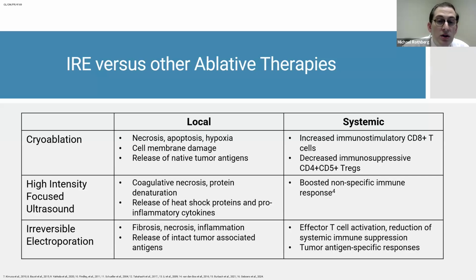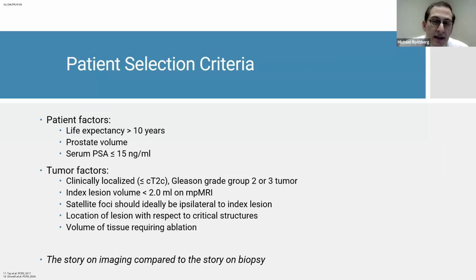There's also, as shown on this slide here, interest in the immunologic consequences. Thermal ablation can denature tumor-associated antigens that are released when cells undergo cell death, whereas IRE may preserve antigen integrity. Early studies suggest activation of effector T cells that play a pro-inflammatory and pro-immune stimulatory role, and reduction in regulatory T cells, which play more of an immunosuppressive role following IRE. So patient selection is critical for any focal therapy approach.